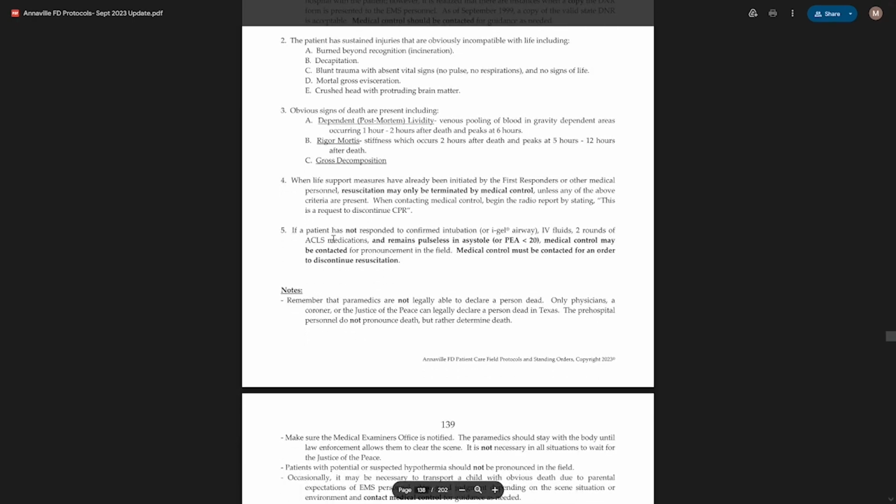Some obvious signs of death are present, including dependent post-mortem lividity, venous pooling of the blood in gravity-dependent areas occurring 1 to 2 hours after death and peaking at 6 hours, rigor mortis, which is a stiffness which occurs 2 hours after death and peaks at 5 to 12 hours after death, and gross decomposition.